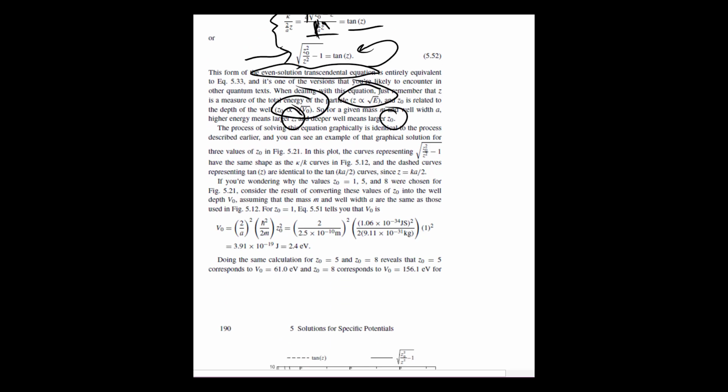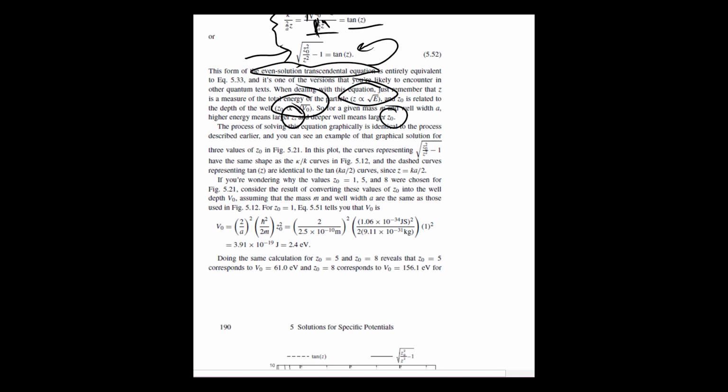Once you have that expression, the graphical solution process is exactly what we've seen before, as you can see in figure 5.21. Now, instead of kappa over k, we're plotting the square root of z0 squared over z squared minus 1. We've got tangent z, which is tangent ka over 2, just as we had before. The horizontal axis is z, which is ka over 2, as it was before. And our tangent z curves are just the same. So I've picked 3 values of z0. One has z0 equal to 1, one has z0 equal to 5, and one has z0 equal to 8. And just as in the even function case before, there is one solution for z0 equals 1, 2 solutions for z0 equals 5, and 3 solutions for z0 equals 8.